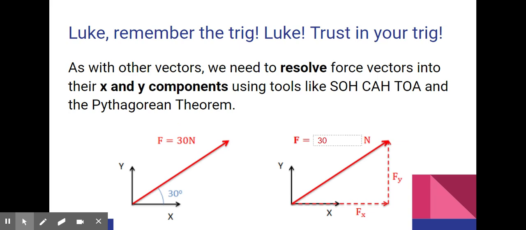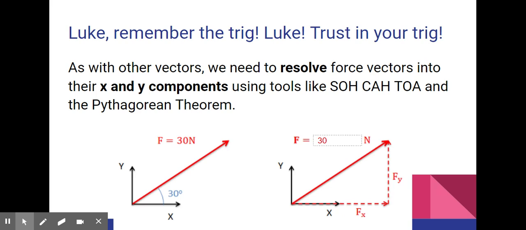Luke, remember the trig, Luke. Trust in your trig. As with other vectors, we need to resolve force vectors into their x and y components using tools like SOHCAHTOA and the Pythagorean theorem. So you can see we have this 30 Newton force vector, and it is at a 30-degree angle to the horizontal. So we can use SOHCAHTOA to find our x side and our y side.